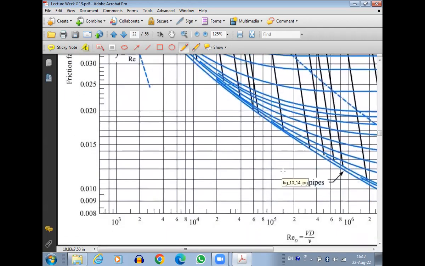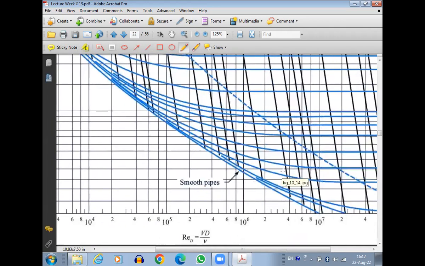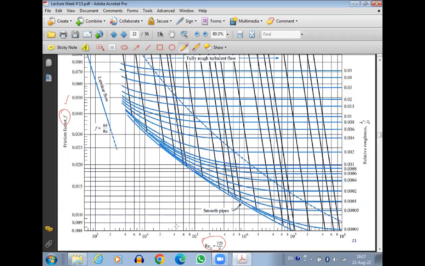Now, what do we need to find F in this Moody diagram? On the x-axis, we have the Reynolds number. So if we know the Reynolds number, we can go on the x-axis and then move up and find a specific curve. Now, if you look at this figure, the x-axis is clear: you have the Reynolds number. The y-axis is clear: you have the friction factor that we need to find.